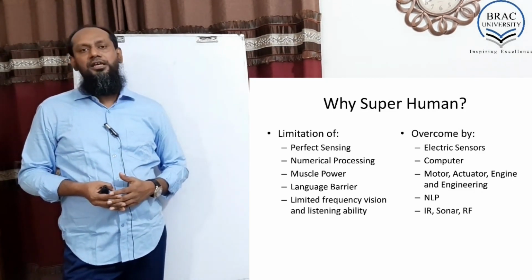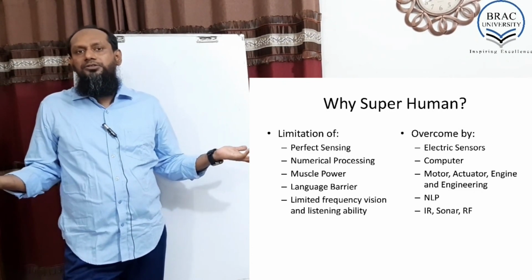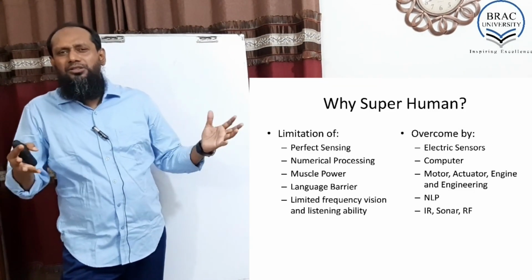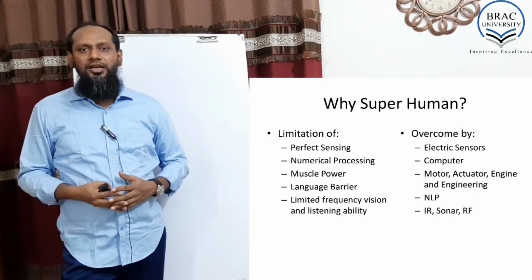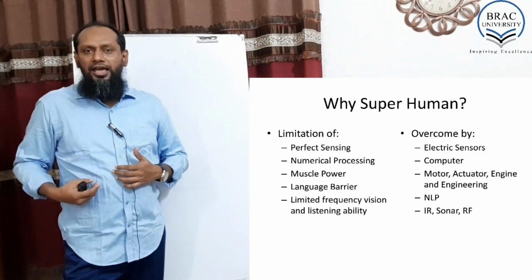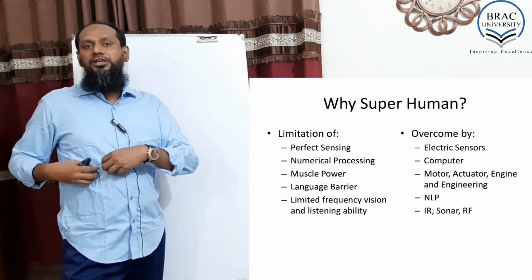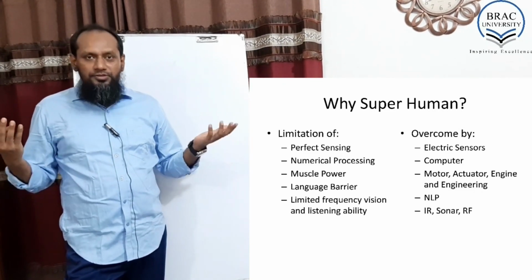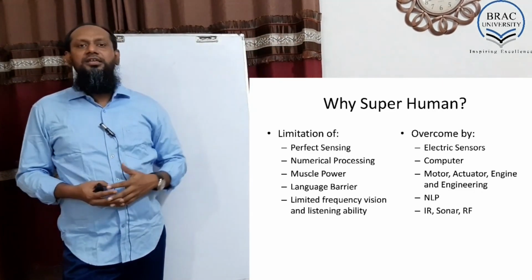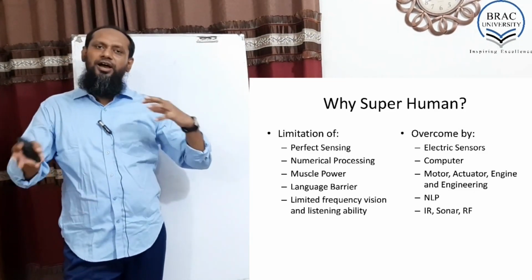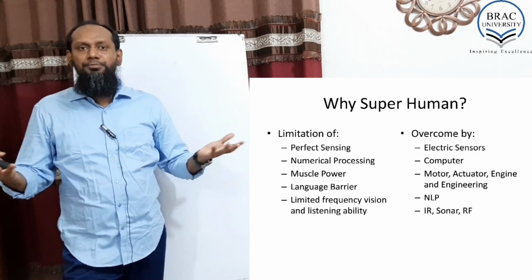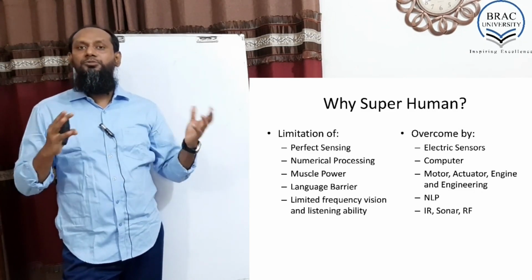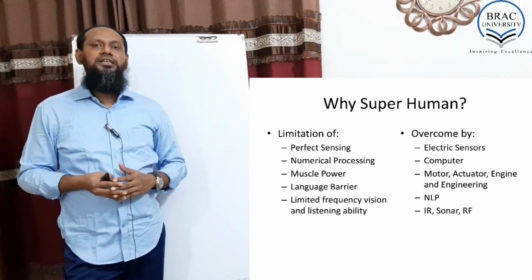One is perfect sensing. Yes, we have sensors, but we don't have perfect sensors. If you ask me what the temperature of this room is, I cannot say exactly. I can say maybe it's approximately 23, 24, but I cannot say perfectly. If you ask what the color of my dress is, I can say it's bluish, but I cannot say how much blue, how much red, how much green it is. If you ask how far the wall or the camera is, I can say maybe 5 to 6 feet, but I cannot say perfectly whether it is 5.32 feet or not. So that is the problem with us. We can sense, but we cannot sense perfectly.